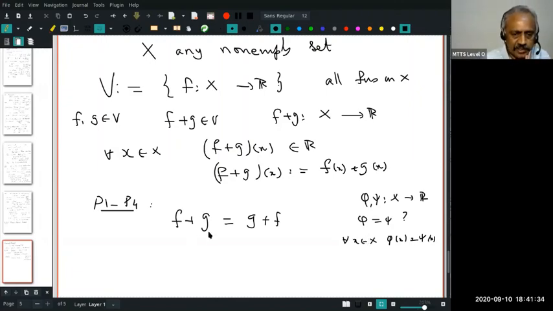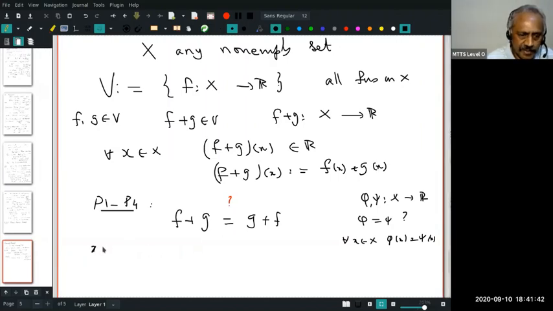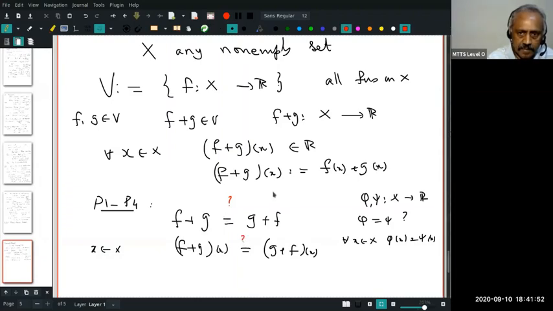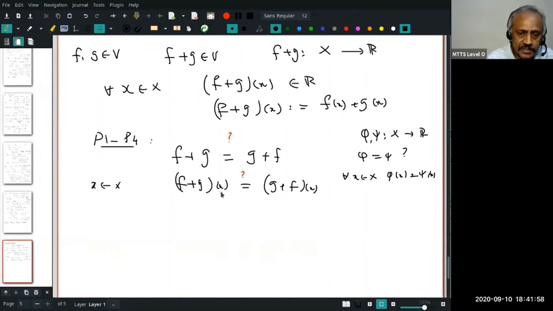So I have to check f plus g, is it equal to g plus f, right? Now I know when they are equal. They are equal if, given an x in X, I check f plus g at x is equal to g plus f at x. This is all I have to check. But let us look at how we defined f plus g at x. That is f(x) plus g(x). And how is g plus f at x defined? That is g(x) plus f(x). What I am asking is whether they are equal.